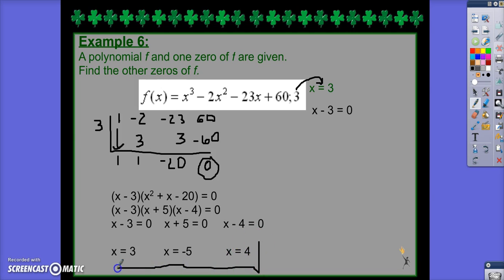Now granted, 3 was already there. I like to still write it and show all the factoring to it. But here's your 3 answers. You get 3. My other 2 zeros are what? Negative 5 and 4.